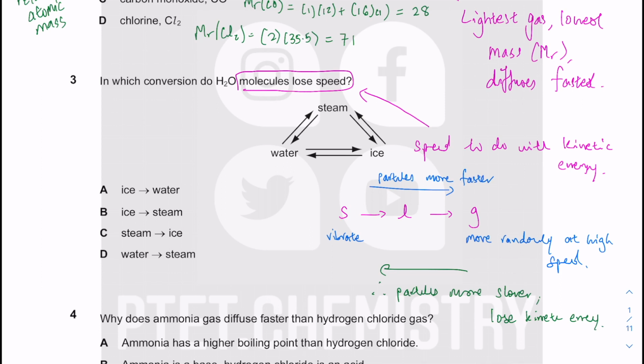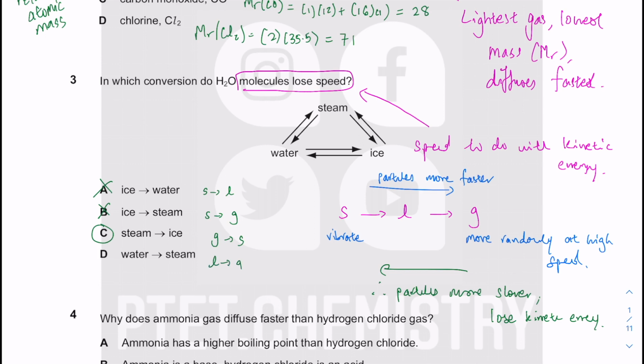So ice to water is solid to liquid. That one gains energy, so it's not the answer. Solid to gas, ice to steam, is also gaining energy, so that one is not losing speed. Steam to ice, gas to solid, that one is losing energy. Remember, gas can go to liquid, gas can go to solid, liquid can go to solid. They are all moving slower going this way. They all lose kinetic energy.